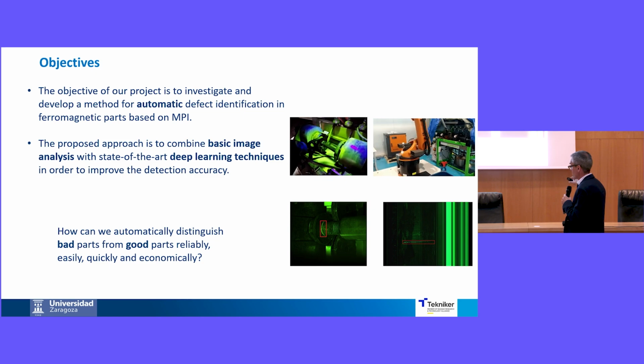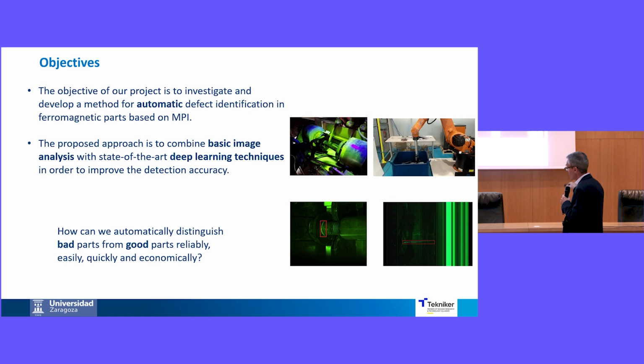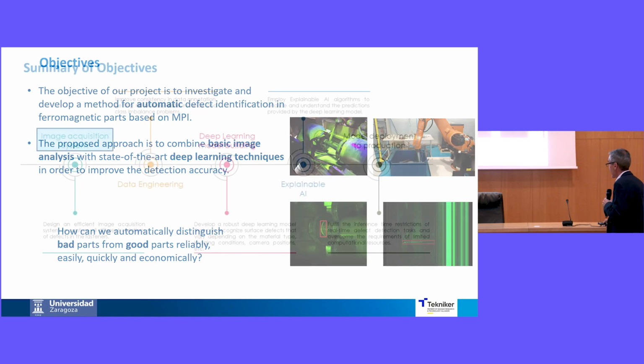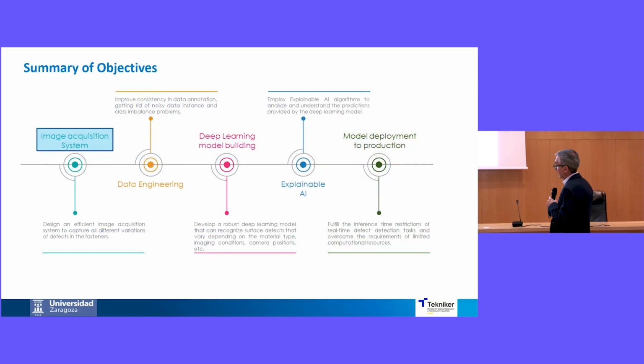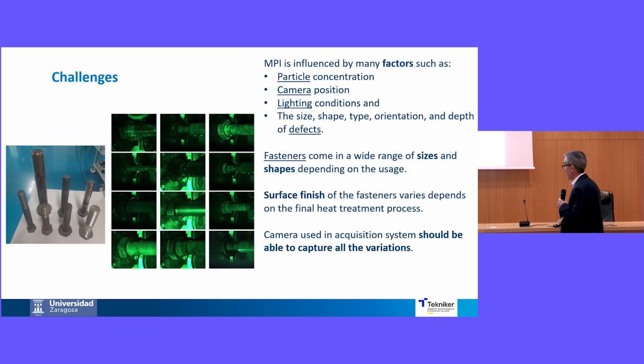The question was how we can automatically distinguish bad parts from good parts in a reliable, easy, quick, and economic way. The three main objectives of this PhD are related to the image acquisition system, after that, working with this data, and after that, developing the deep learning module. So I'm going to describe these three objectives that I think are the most important.